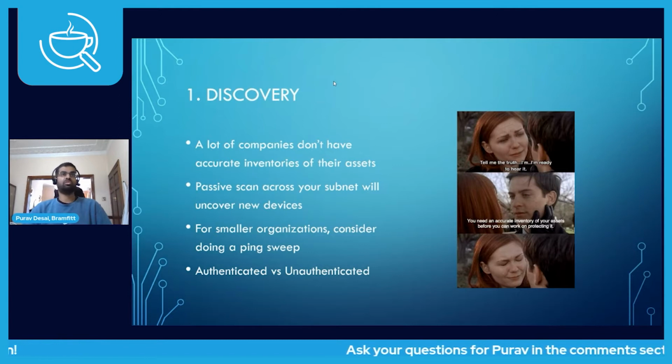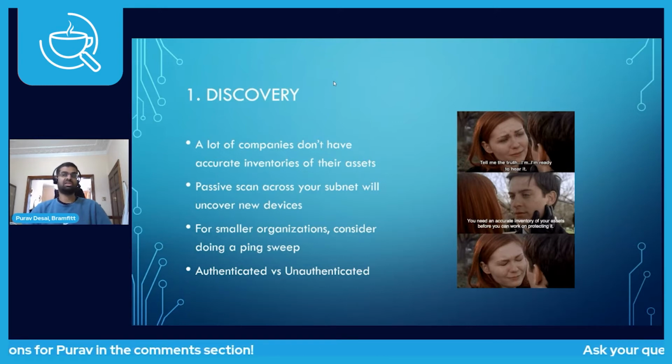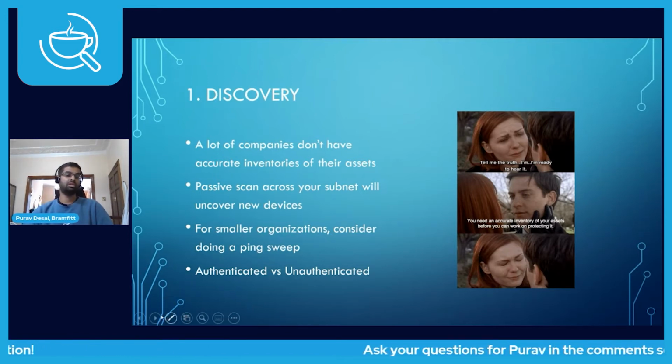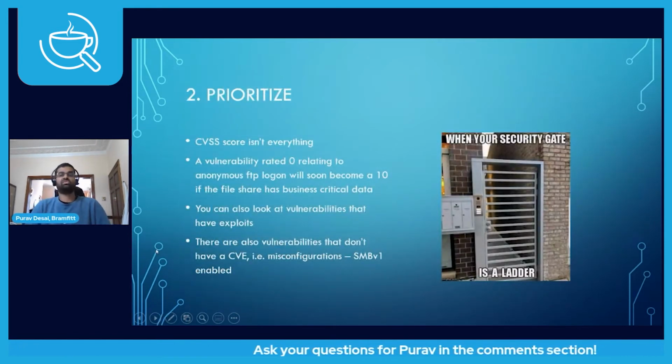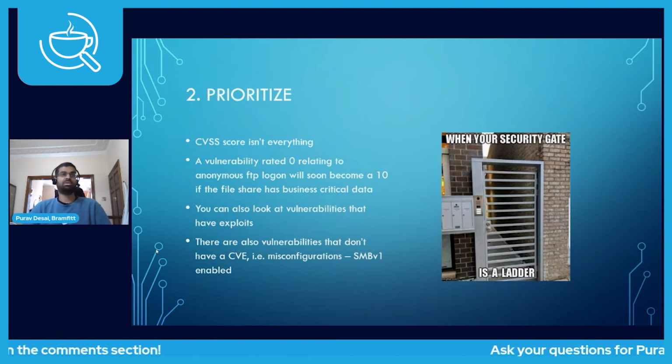You really need to know what you have in your estate to go about protecting them. And then also look at what kind of scans you'd want to set up. So that's the first stage of vulnerability management, which is discovery. So moving on to the next phase. So we have prioritize. Now, you may find thousands, hundreds of thousands, even millions of vulnerabilities. Where to begin, right?